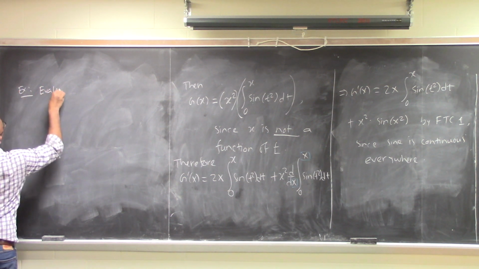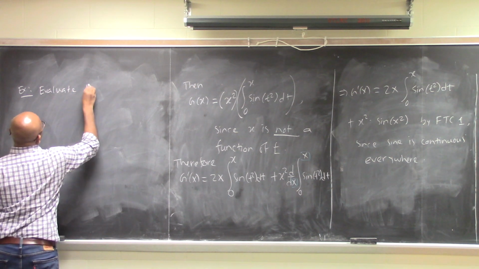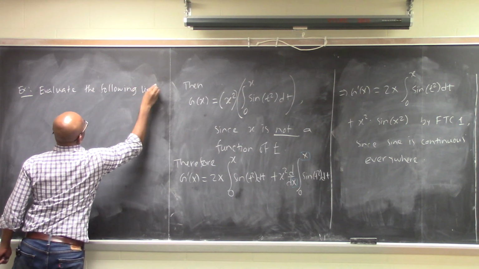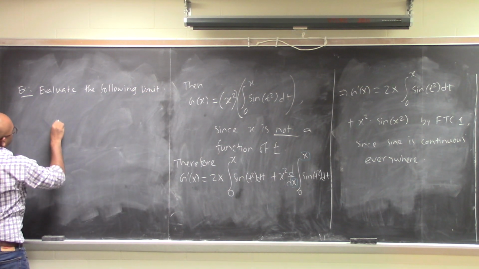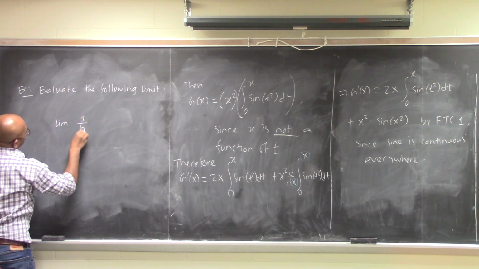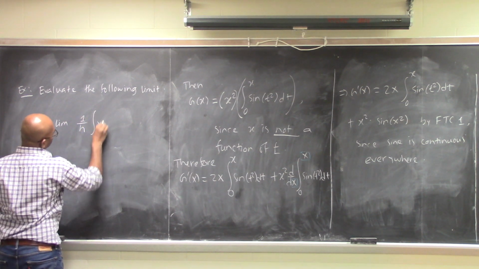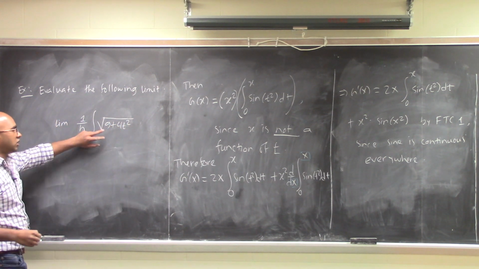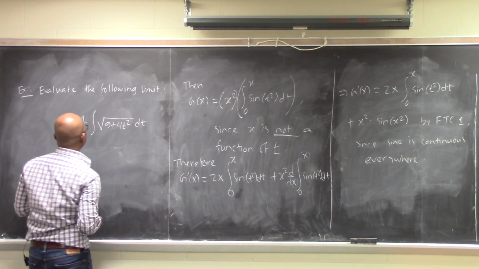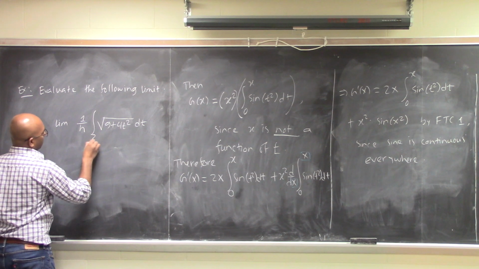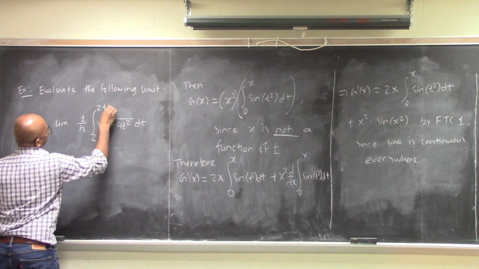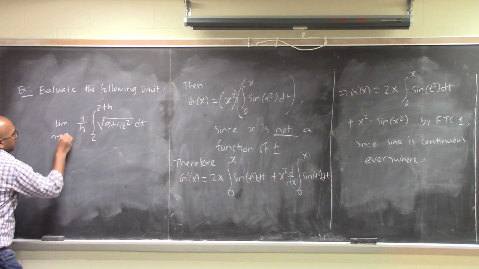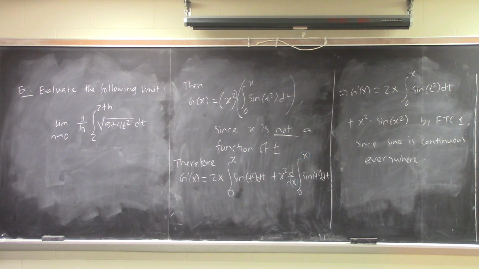Evaluate the following limit. Now what is this limit? This is the limit of 1 over h times the integral of this function, 9 plus 4 t squared, with respect to t, from 2 up to 2 plus h, and h approaches 0. So that's my limit, and I need to figure that out.